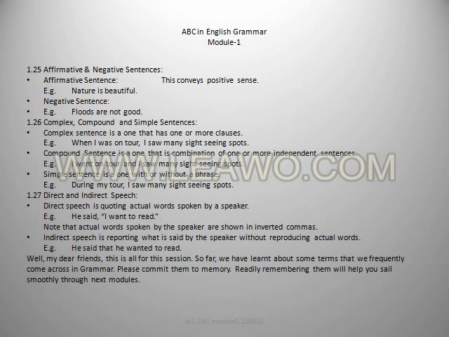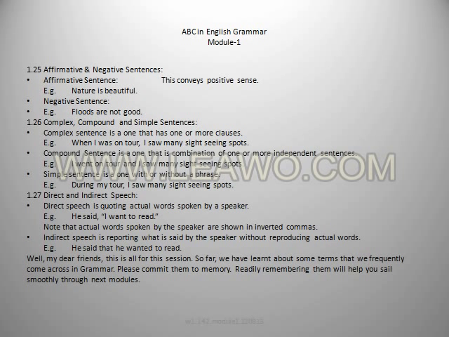Affirmative and negative sentences. An affirmative sentence conveys a positive sense. Example, nature is beautiful. Negative sentence. Example, floods are not good.